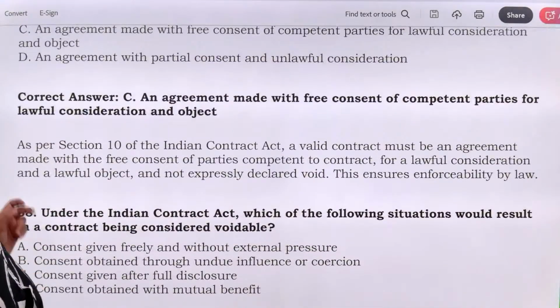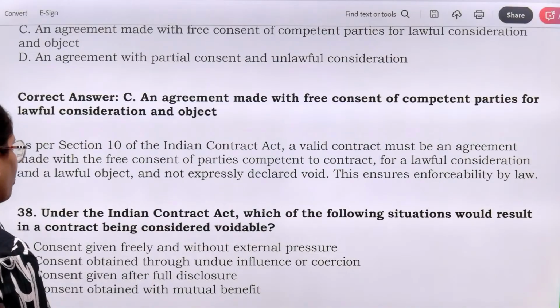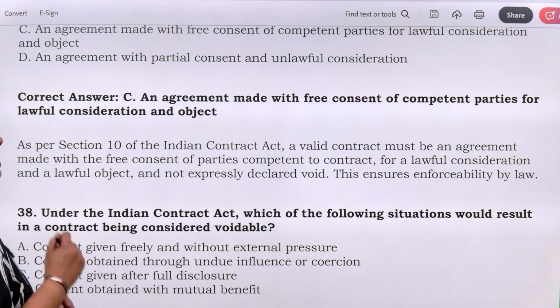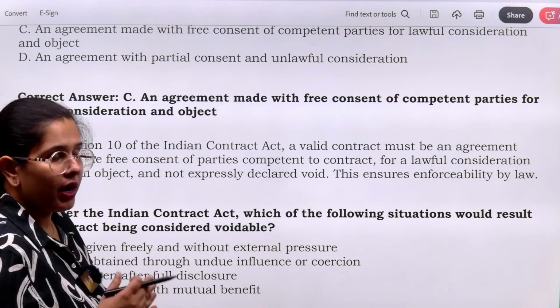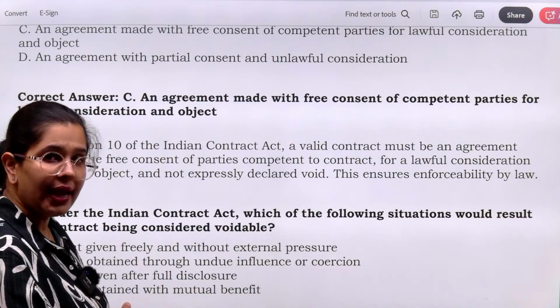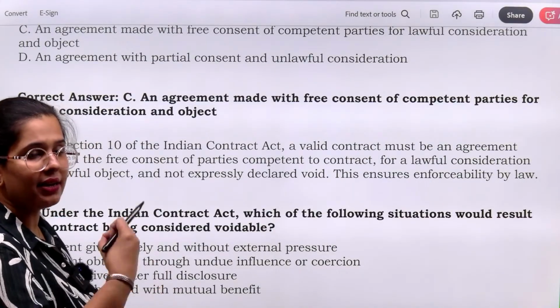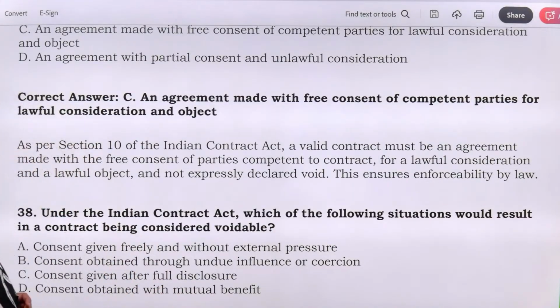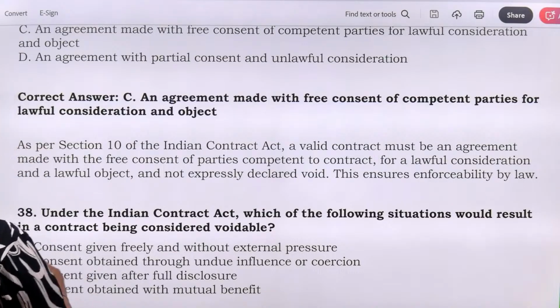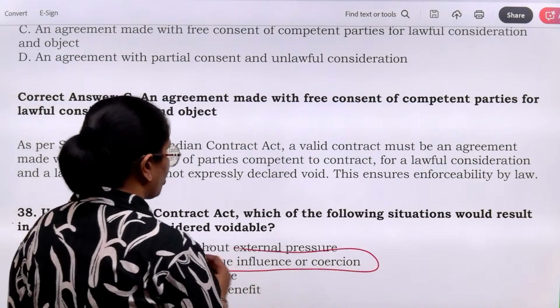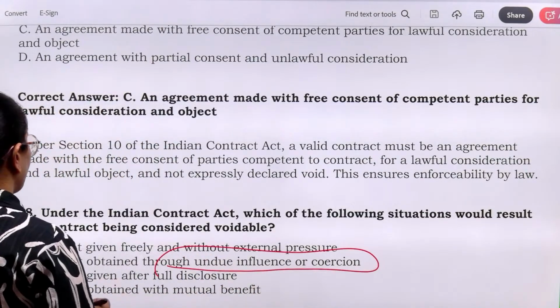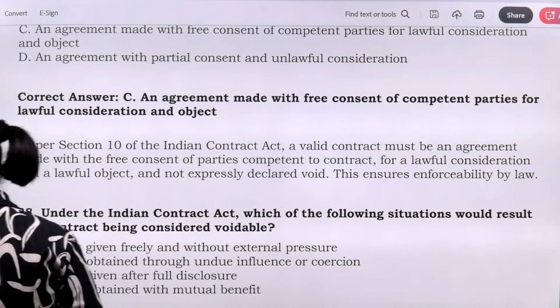Now, under the Indian Contract Act, which of the following situations would result in a contract being considered voidable? Voidable means it is not valid if one party stands against it, right? So, in that particular case, if the consent has been obtained through undue influence or coercion, it will be considered as a voidable contract, right?